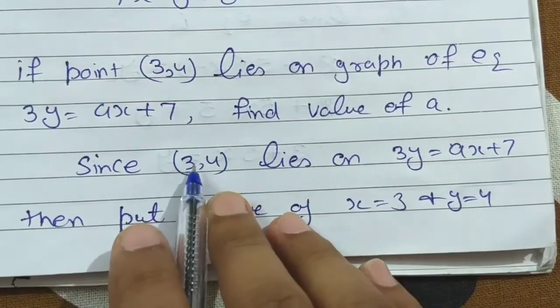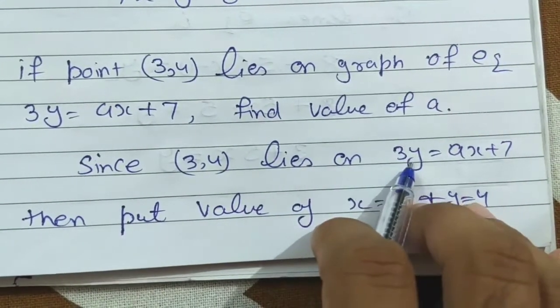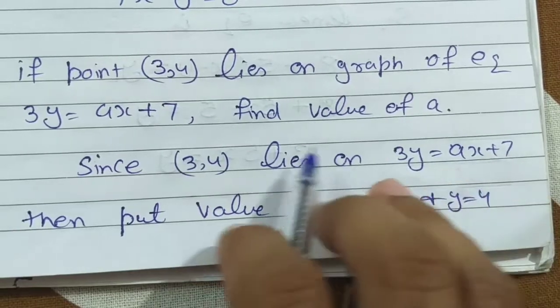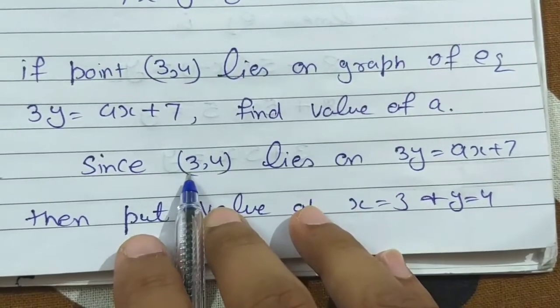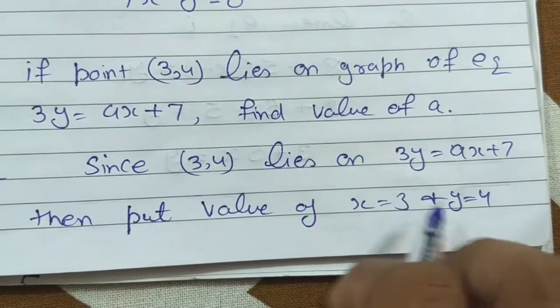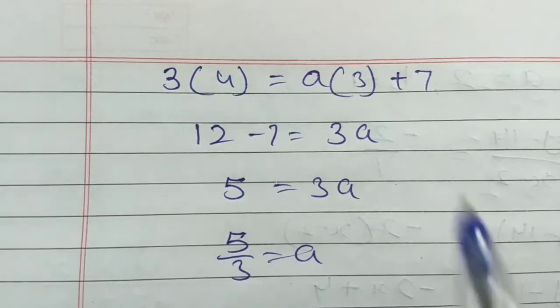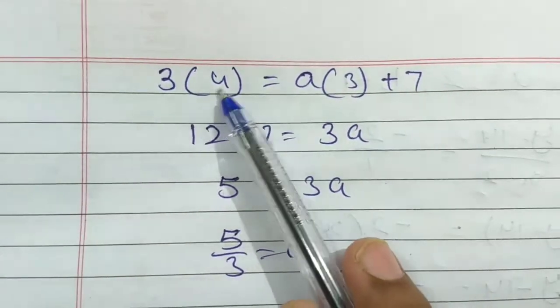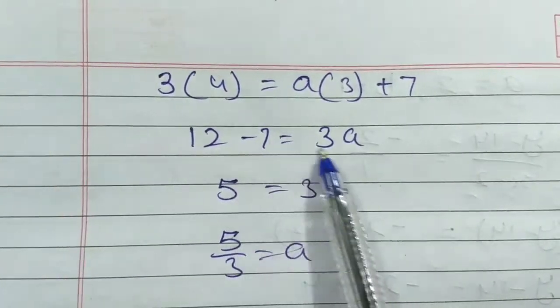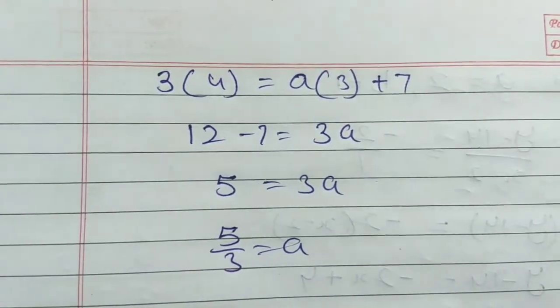So since 3 and 4 lies on the line 3y equals ax plus 7, put these values. This one is x and this one is y. Put these values in the given equation. Now after putting these values, solve it, and you can easily get the value of a, that is 5 upon 3.